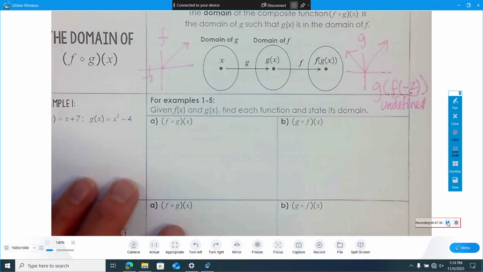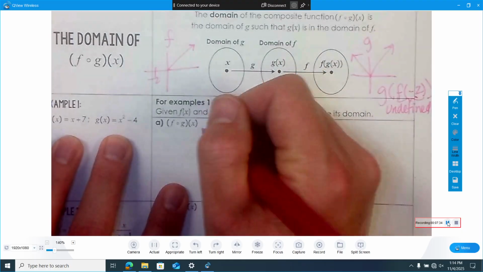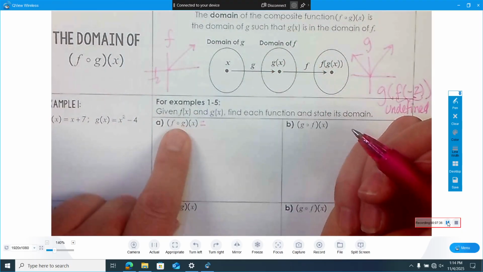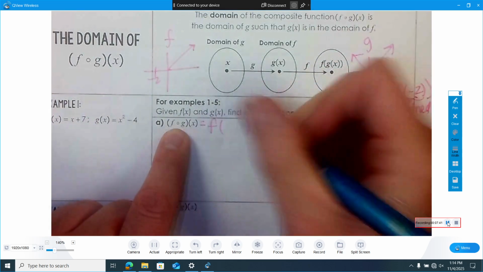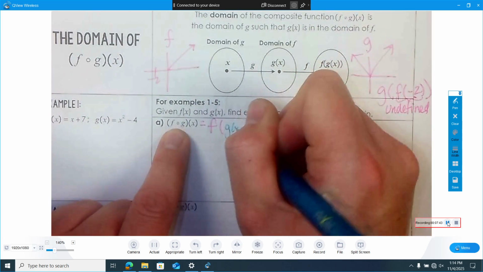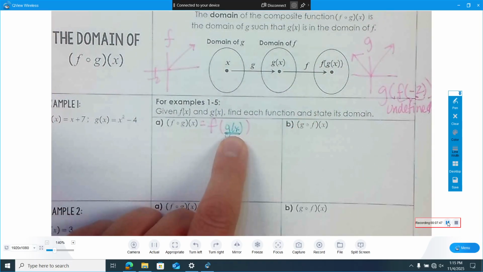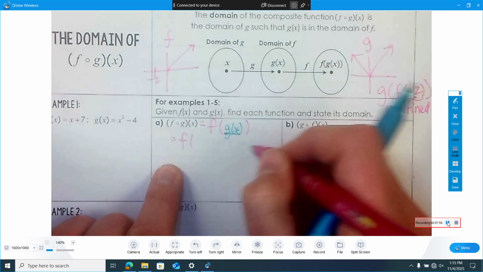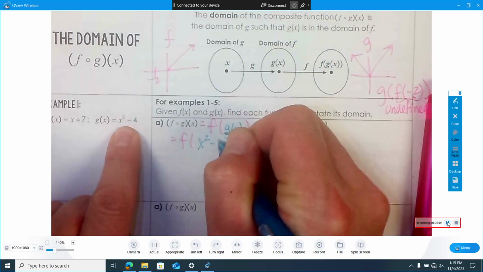We want to do example 1 here. We have some nice little polynomial functions, and I'm going to use colors here. So we have f of g of x. I'm going to write it f of, and what's on the inside? G of x, okay. And so it's saying, hey, we want to put something inside our f function. What is g of x? It's x squared minus 4. So I have f of, and I'm going to replace g of x with x squared minus 4.